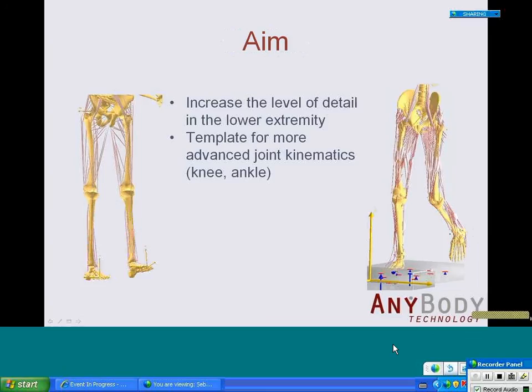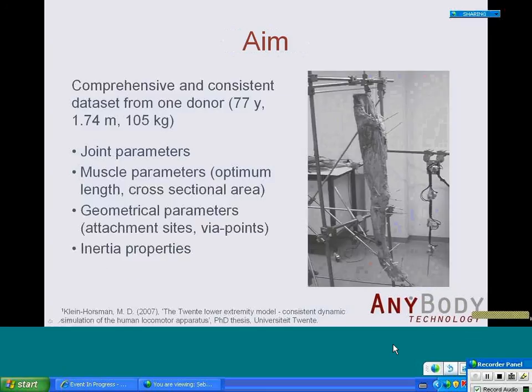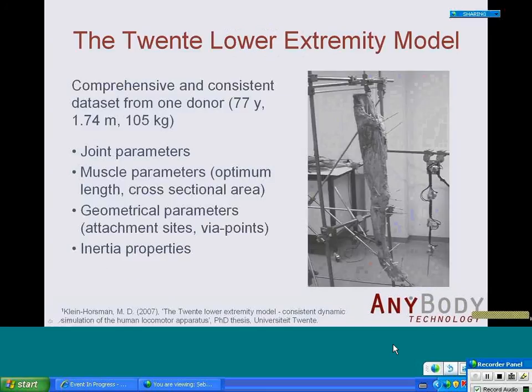The starting point for this study was that a very good dataset was released recently. This was done by Martijn Klein-Horsman of the University of Twente, and in his PhD thesis he collected a very comprehensive and consistent dataset from one donor. You can see the specifications here. It was 7 years old and 105 kilos weight. And on the right side, you can see a picture of this leg and of the measurement of this leg.